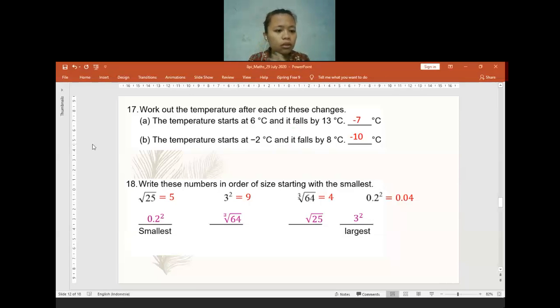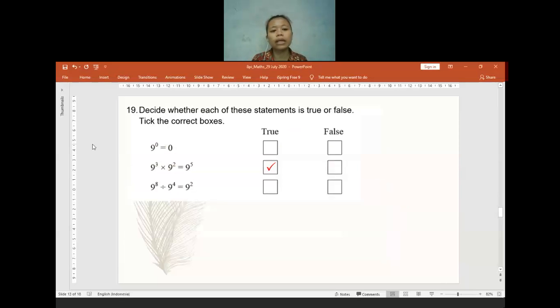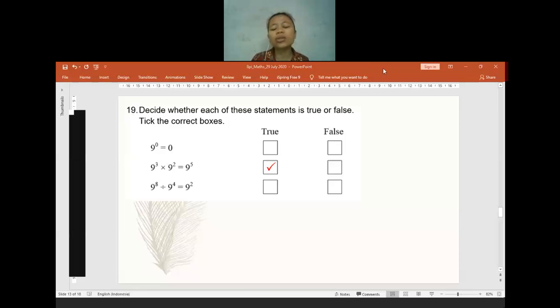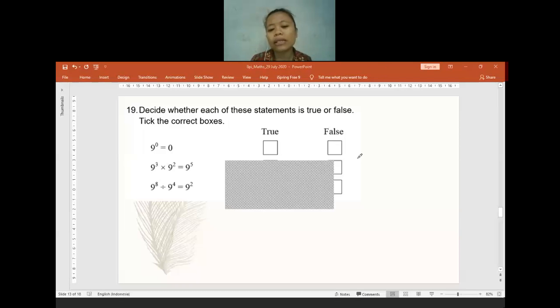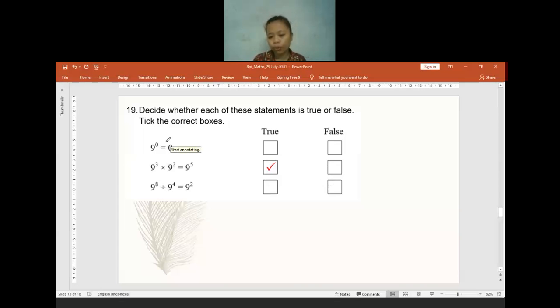For question 19, decide whether each of these statements is true or false. Tick the correct boxes. If I do not tick, it means false. So can you tell me what is the correct answer for 9 to the power of 0? Yeah, it is false. Can you tell me what the correct answer is? Yeah, the final answer is supposed to be 1. Everything to the power of 0 is 1.